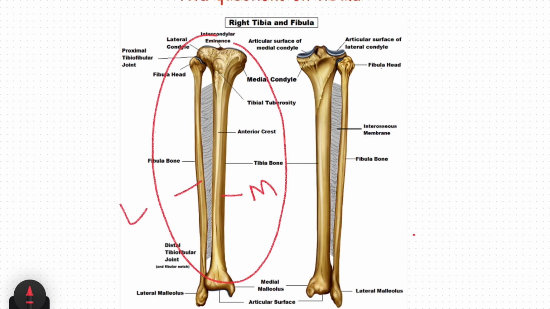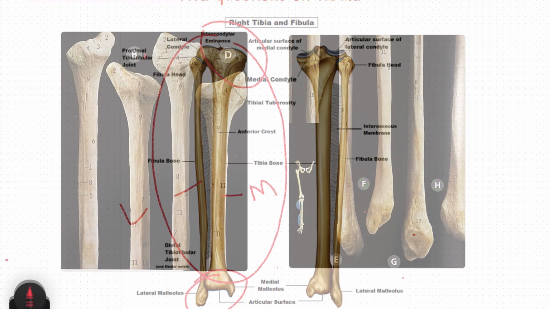Now, when we compare the size of the tibia and fibula, the fibula is very thin and slender, and the tibia is a massive bone because at the upper end it takes part in the formation of the knee joint, and that's why it transmits much of the body weight, and that's why it is bulky in size in comparison to the fibula. At the lower end, fibula along with the tibia takes part in the formation of the ankle joint.